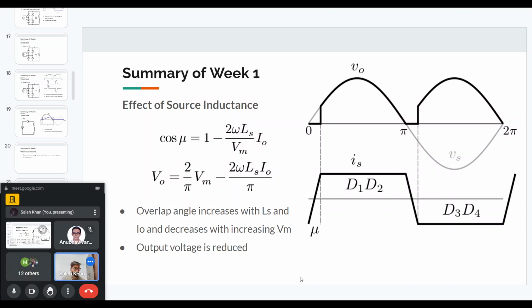Okay, so this was the summary of week 1. I've not talked about multi-pulse converters, but that is a bit complicated circuit, and I don't think you have many problems in that as well. But you can study the lectures, and you can study one of the books that was suggested, High Power Converters by Bin Wu, and in that book you can find some content related to multi-pulse converters.